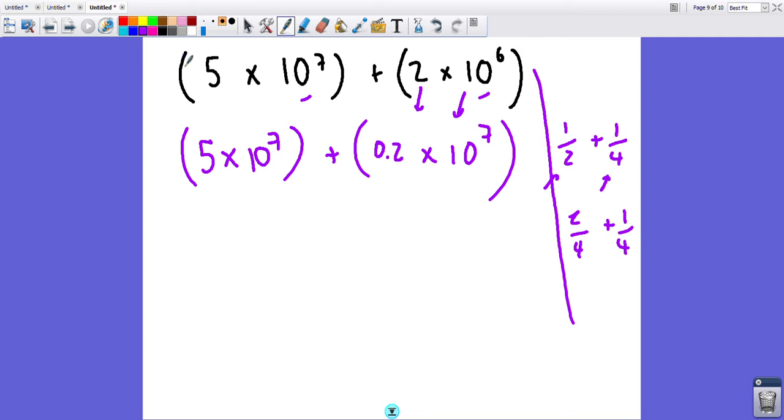So once again, I hope you see that the answer to 2 times by 10 to the 6 is the same numerically as the answer of 0.2 times by 10 to the 7. And now it's pretty easy because we can just do 5 plus 0.2 to get 5.2 times by 10 to the 7. Again, we can just combine the 5 and the 0.2 together. We can add them together because 10 to the 7 and 10 to the 7 are the same in both cases.